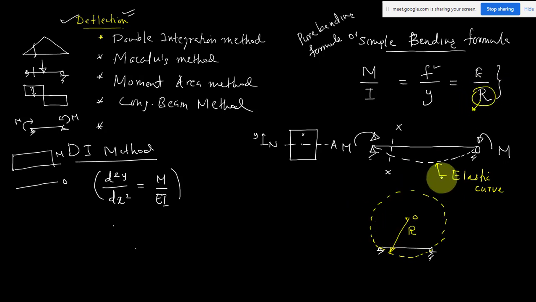So I am repeating, if you have a pure bending condition, this deflected shape of your beam will be a part of a circle, part of an imaginary circle. And the radius of that circle is known as R, the radius of curvature.